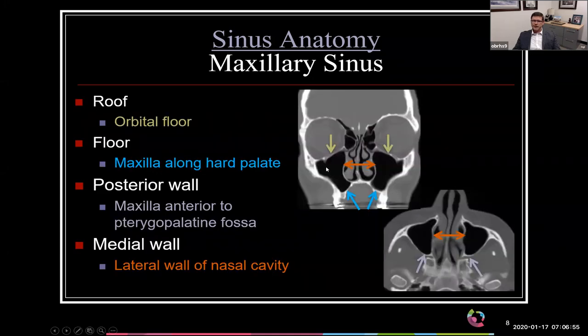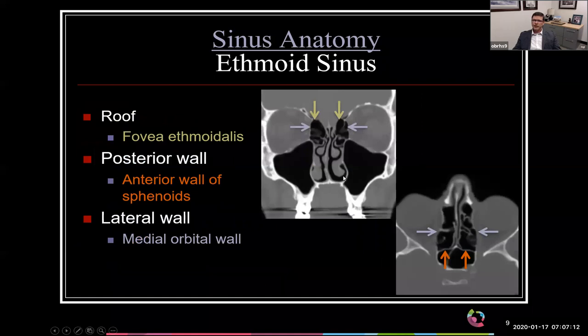Looking at the maxillary sinus, its roof is the floor of the orbit. Its floor is the maxilla along the hard palate. Its posterior wall separates the maxillary sinus from the pterygopalatine fossa. And its medial wall is the same wall as the lateral wall of the nasal cavity. Looking at the ethmoid sinus, the roof is the fovea ethmoidalis, and that'll become important when we talk about the preoperative sinus CT. Its posterior wall shares the anterior wall with the sphenoid sinus, and its lateral wall is the lamina papyracea, or the medial orbital wall.